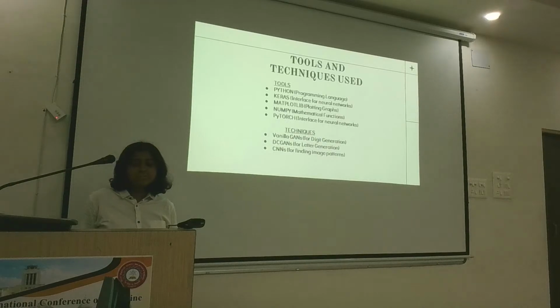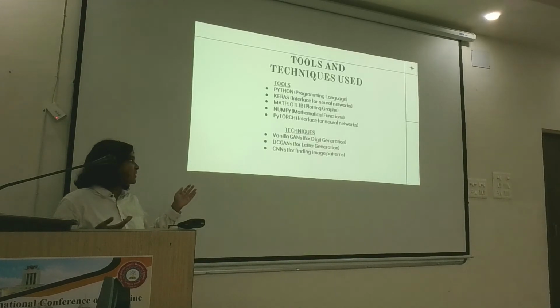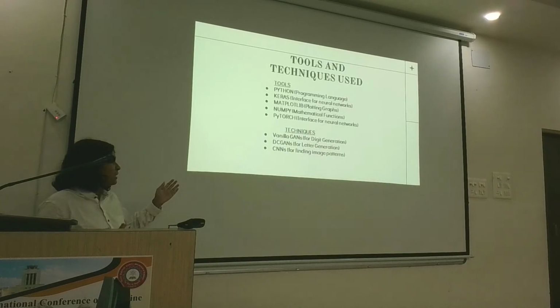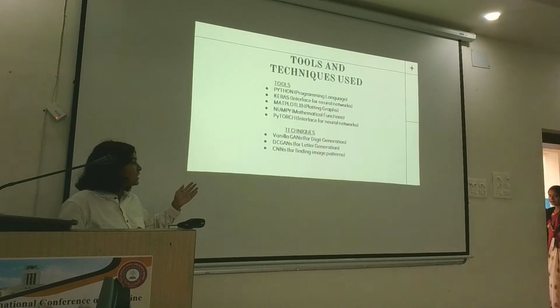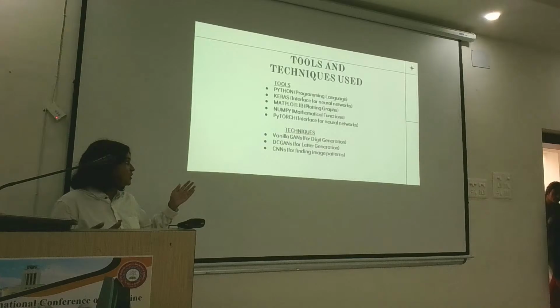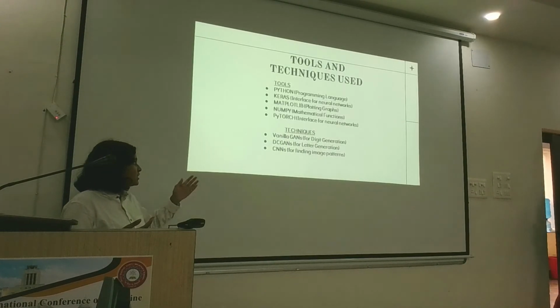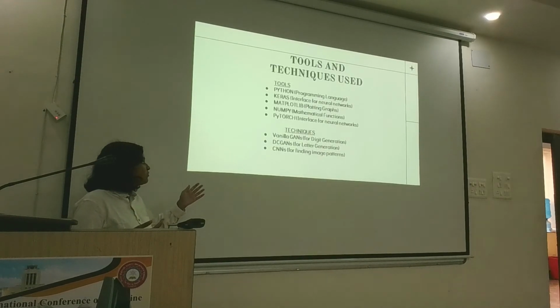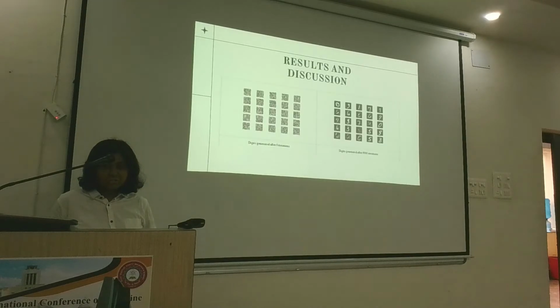Tools and techniques used: we have used Python as a programming language, Keras as an interface for neural networks for the digit generation part, Matplotlib for plotting the graphs, NumPy for mathematical functions, and PyTorch as an interface for neural networks in the letter generation part. Techniques used: we have used vanilla GANs for digit generation, DC GANs for letter generation, and CNNs for finding image patterns in the letter generation part.